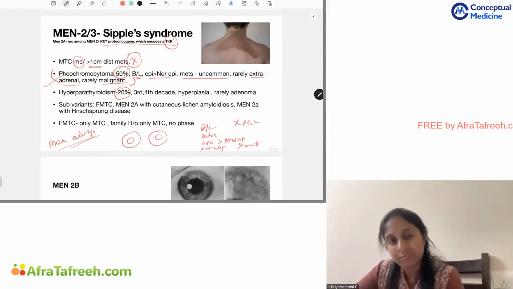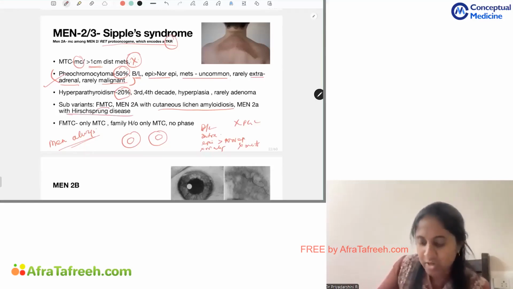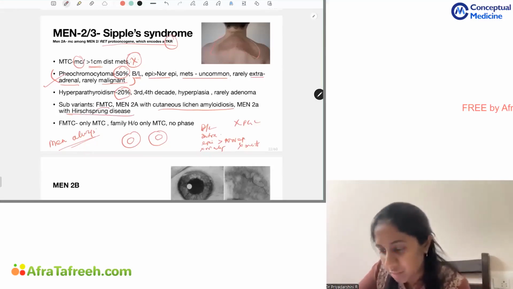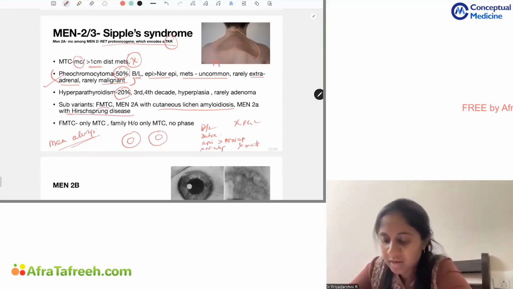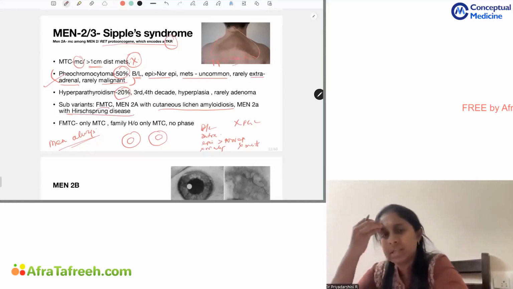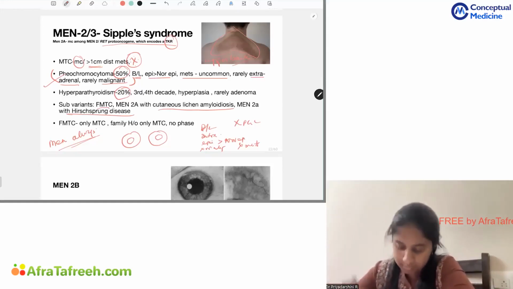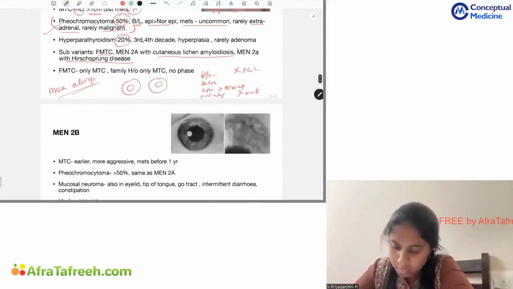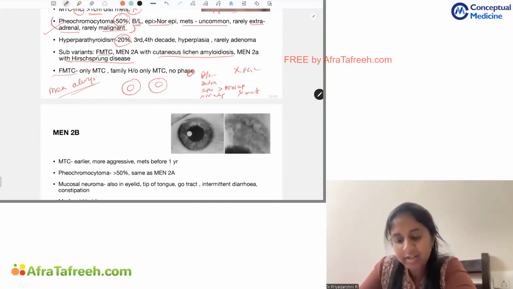I told you about the subvariants: familial medullary thyroid cancer, MEN2A with cutaneous lichen amyloidosis, and MEN2A with Hirschsprung disease. So this is cutaneous lichen amyloidosis. This is how it will usually look. Usually it's common in the upper back, but it can be seen in your arms, legs, everywhere. But usually it is seen in your upper back. Okay. So yeah, familial medullary thyroid cancer, only medullary thyroid cancer would be there. There wouldn't be any hyperparathyroidism, no pheochromocytoma also.